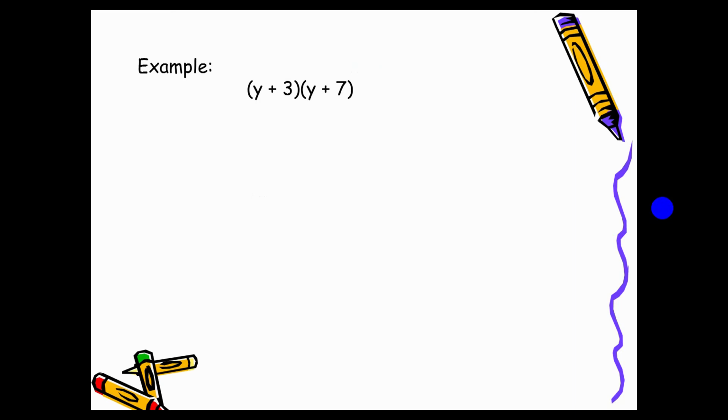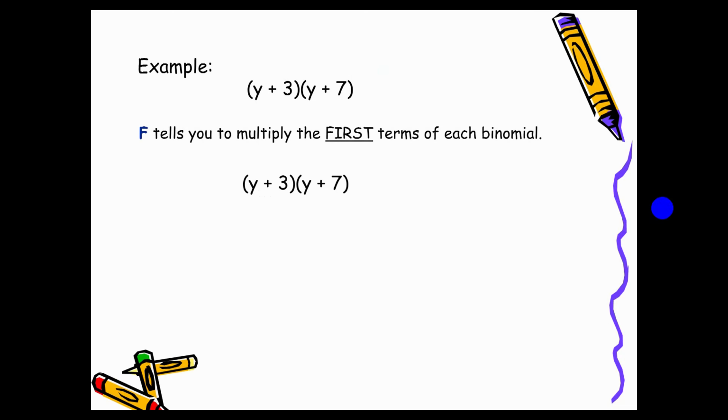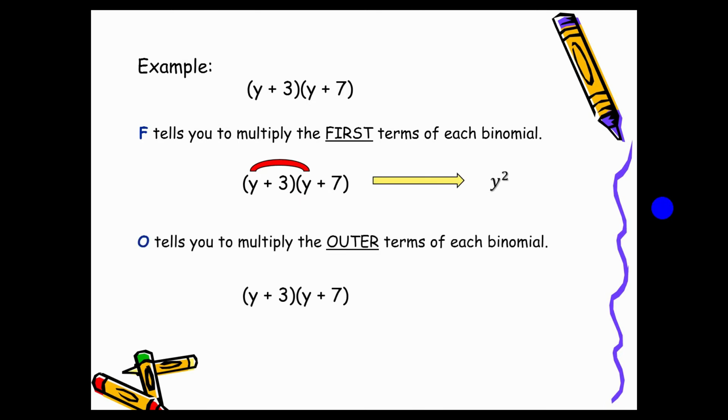By using the FOIL method, F tells you to multiply the first terms of each binomial. The first terms here are y and y. When you multiply this, it will become y squared. O tells you to multiply the outer terms of each binomial. The outer terms here are y and 7. When you multiply this, it will become 7y.